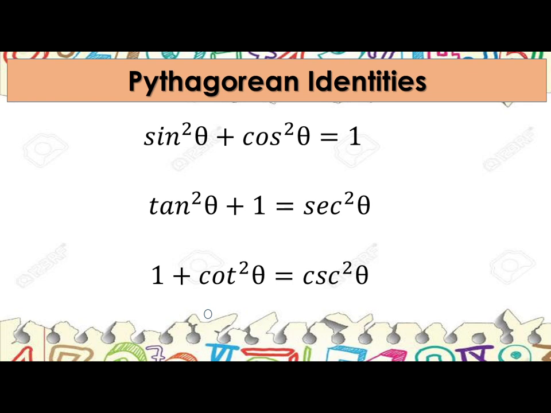Okay? So I want you to memorize, or familiarize yourself with, the concepts of the reciprocal identities, quotient identities, and Pythagorean identities, so that you will be able to solve easily, say, for example, when you are simplifying trigonometric identities, or proving trigonometric identities. Okay? So let us prove the reciprocal identities.